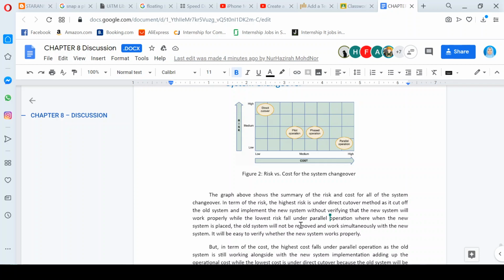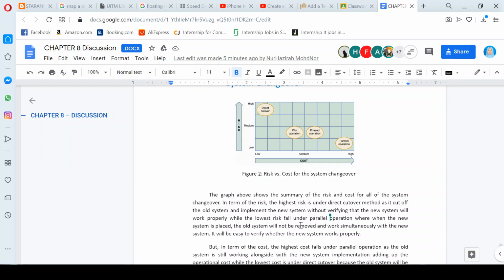So kiranya nanti UiTM tak perlu nak keluarkan banyak cost untuk maintain dua-dua Island dengan U-Feature. Terus guna U-Feature dan Island tu dibuang terus. Tak payah guna. Macam tu lah. Kan sir? Okay.